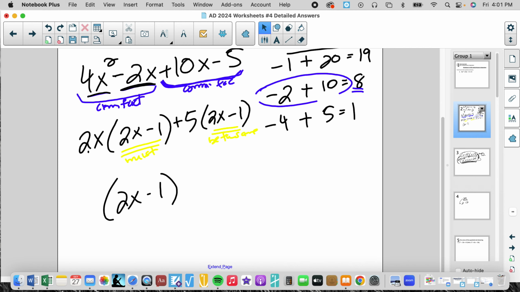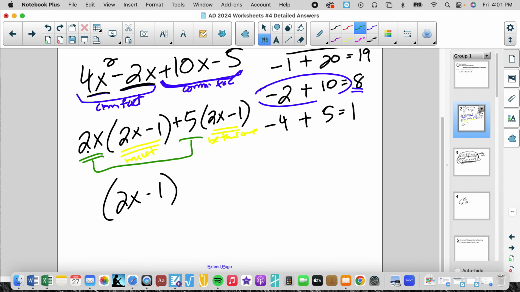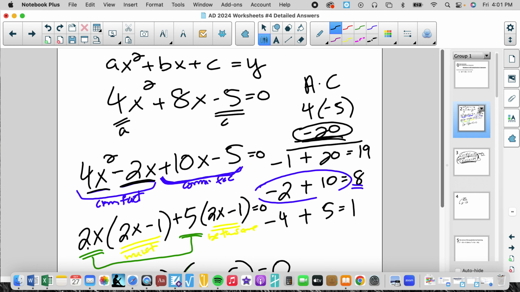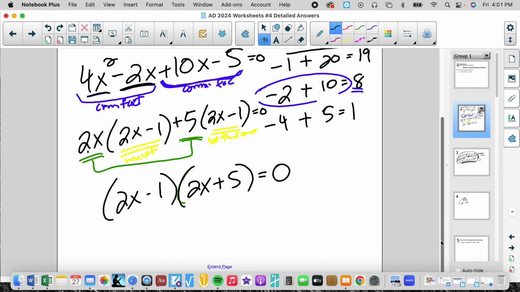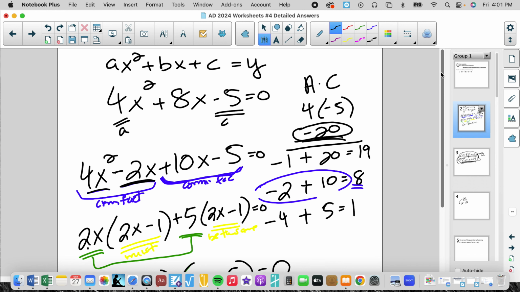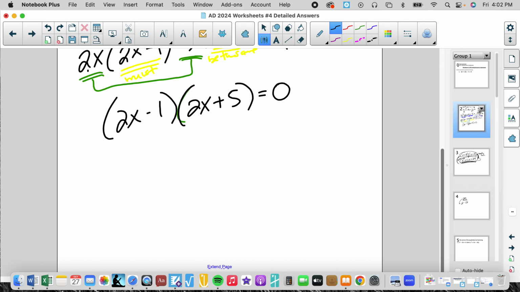It's Friday. So if we pull out the 2x minus 1, the two yellow things out, what are we left with? We're left with 2x plus 5. So (2x minus 1)(2x plus 5) equals 0. I forgot to put the equals 0 in there because that's what our starting problem says. But that's what we're factoring. We're factoring that left side. And now we have two boxes. So if we multiplied 2x minus 1 times 2x plus 5, we would have gotten 4x squared plus 8x minus 5. So that's factoring. And now we have two boxes that equal 0.